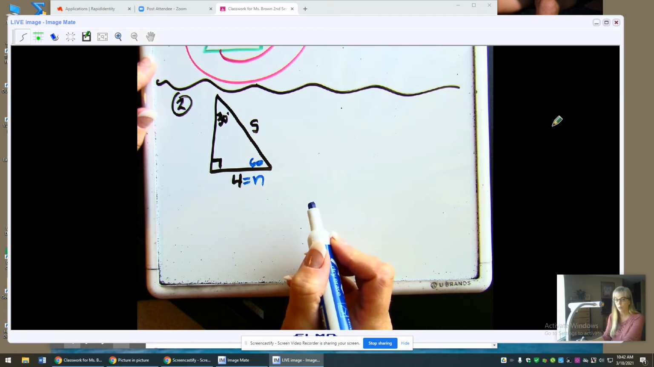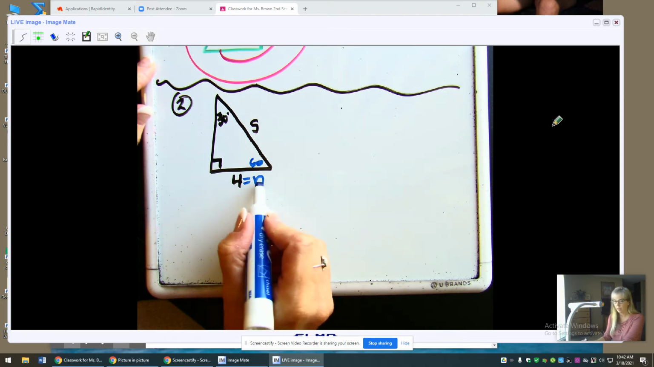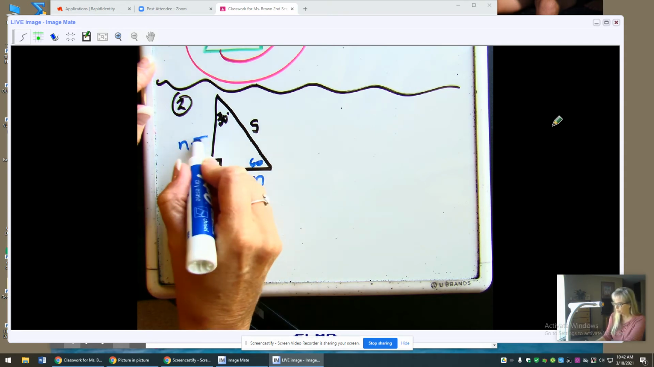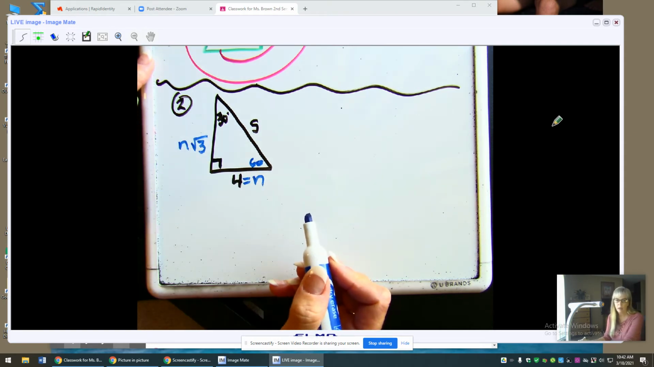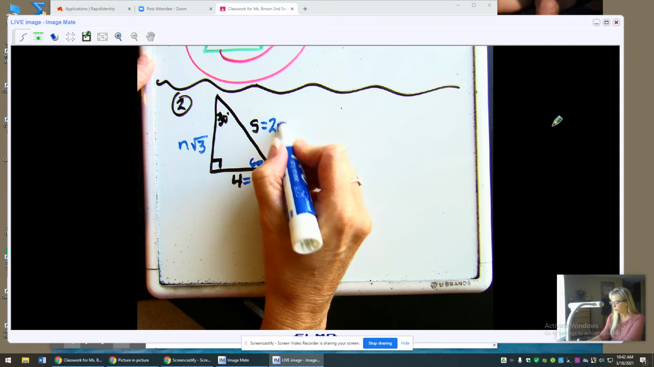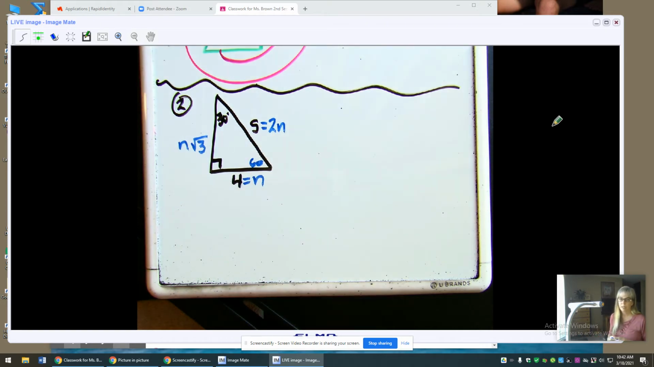And when I label the ratio of the sides, the short leg is n. The long leg is n times the square root of 3. I don't really need that one on this problem because they're not asking me to solve the long leg. The hypotenuse is 2 times n. Step 1, label the ratio of the sides. Step 2, solve for n.